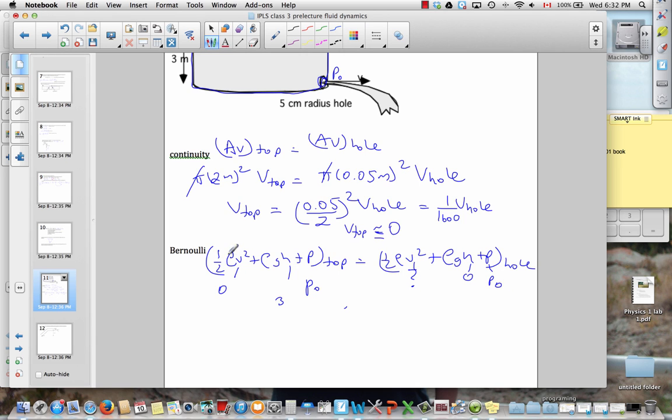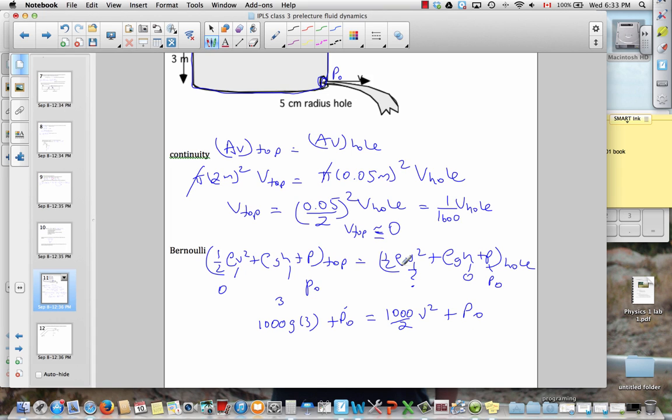All right, so not having that term means this one is just wiped out. And rho is just going to be the density of water. It's 1,000. So we could say 1,000, and we won't bother with the units, times g times 3, plus atmospheric pressure. This is the unknown. This is going to be 1,000 over 2 v squared plus atmospheric pressure.